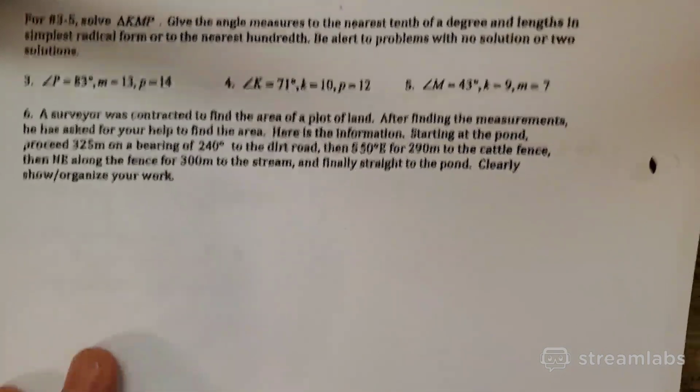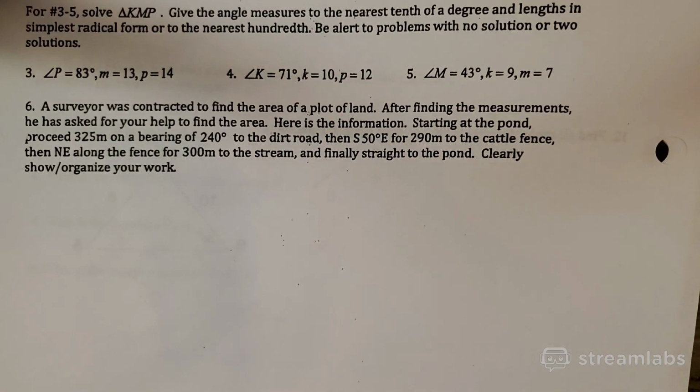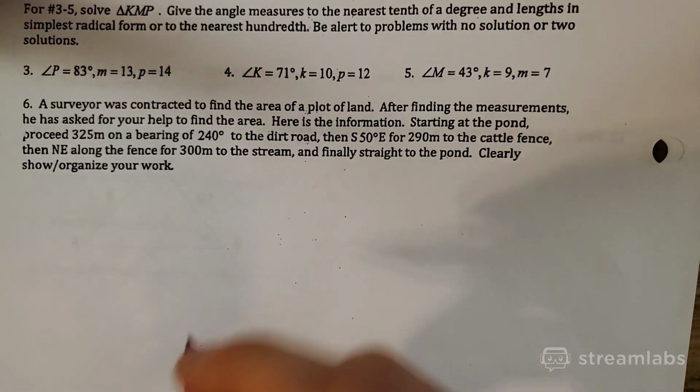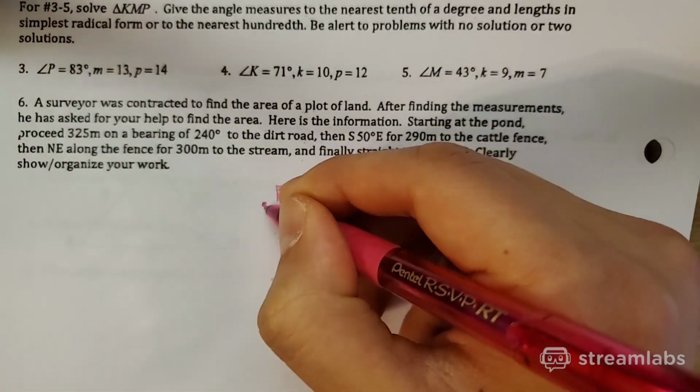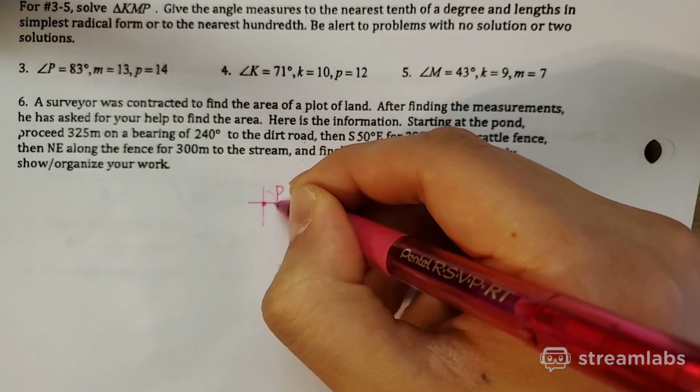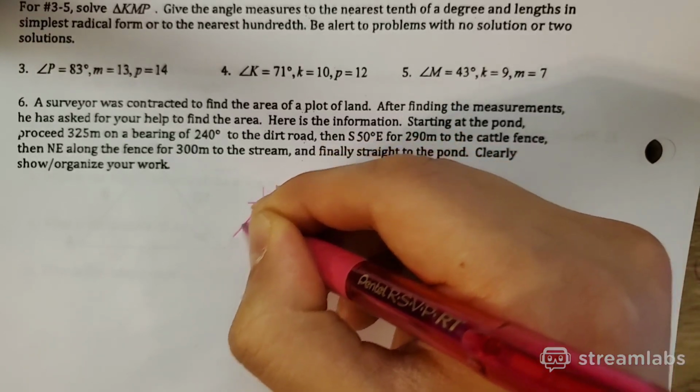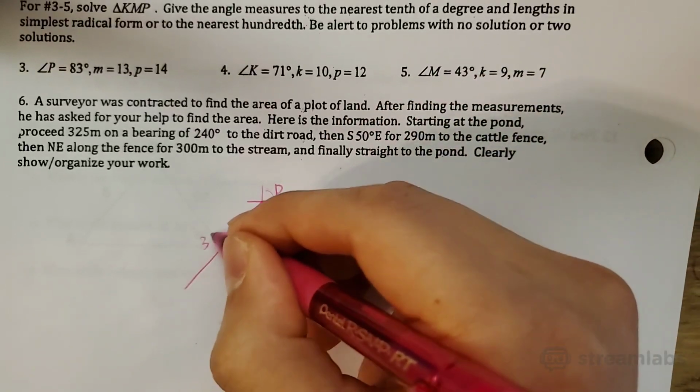Number 6. Similar problem, but it's a surveyor problem. A surveyor was contracted to find the area of a plot of land. After finding measurements, he has asked for your help to find the area. Here's the information. Starting at a pond, proceed 325 meters on a bearing of 240. So 240 is this way. I'm going to start here. This is the pond. So 240 means this way. And this is 325 meters.